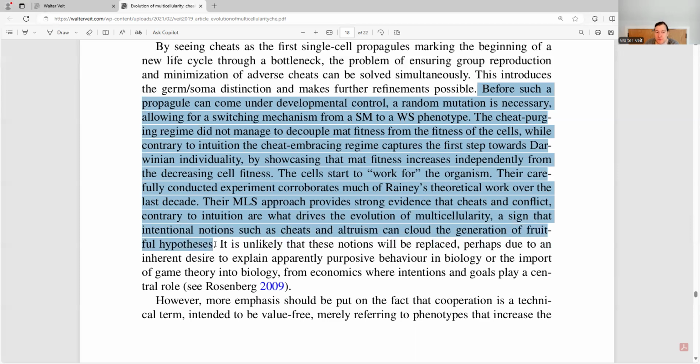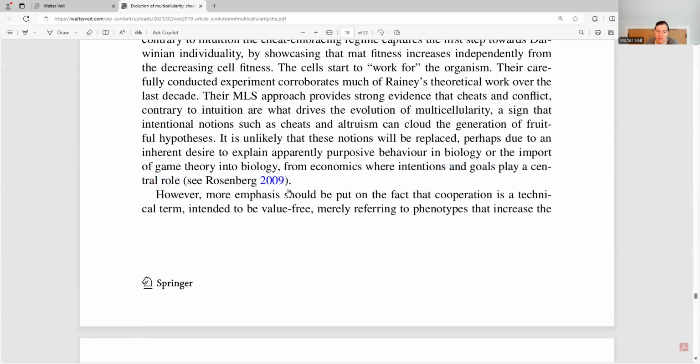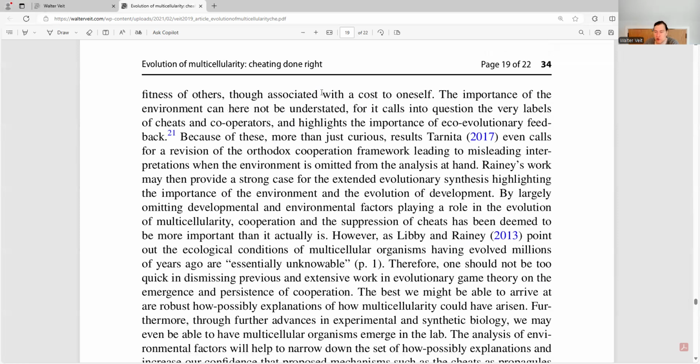It is unlikely that these notions will be replaced, perhaps due to an inherent desire to explain apparently purposeful behavior in biology, or the import of game theory into biology from economics, where intentional goals, of course, clearly play a role. See Rosenberg 2009. However, more emphasis should be put on the fact that cooperation is a technical term intended to be value-free, merely referring to phenotypes that increase the fitness of others, though associated with a cost to oneself.